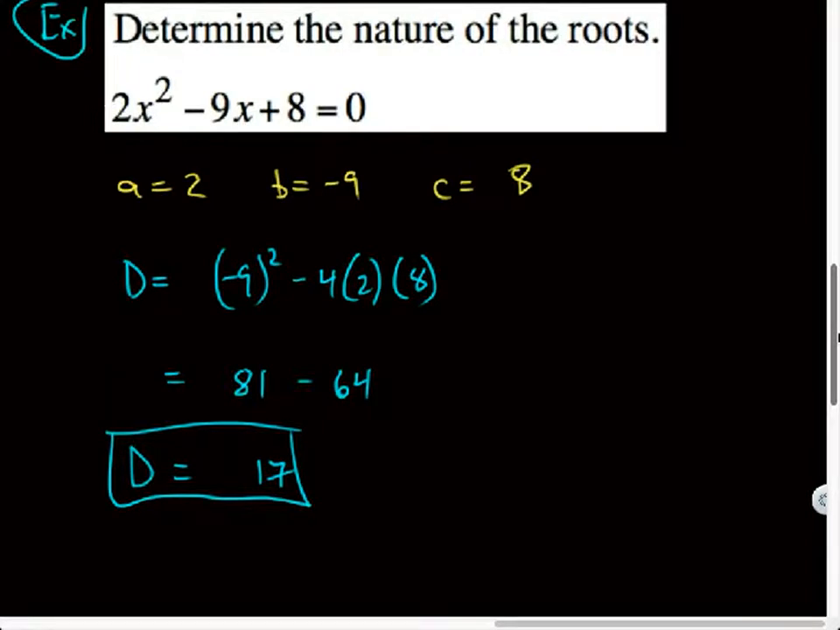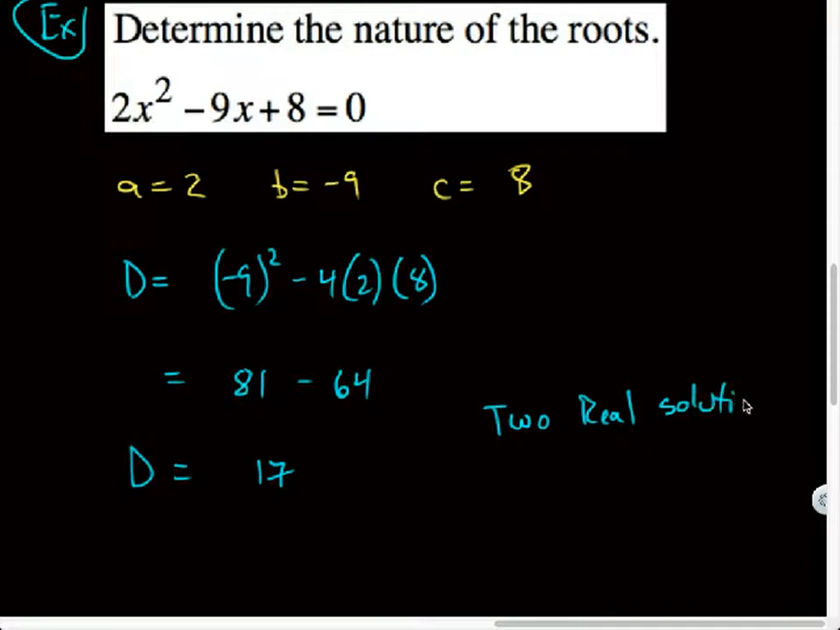Oh, okay. So D equals 17. That means 2 real solutions. So there are 2 real solutions. You could also tell me what kind of solutions they are. They would be rational numbers, and not going to be irrational. That's what I said. Irrational. Oh, I don't know.